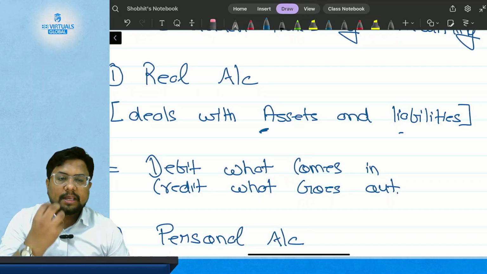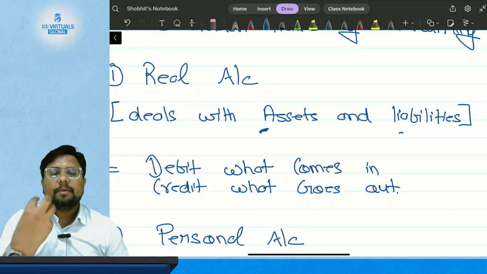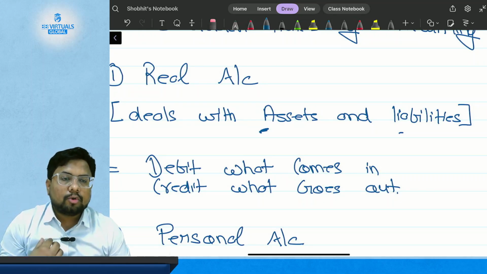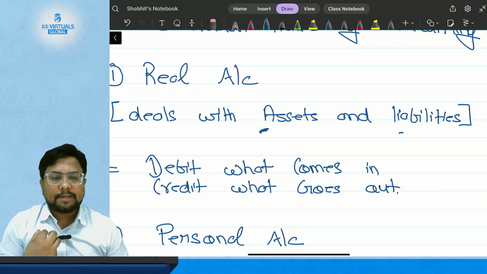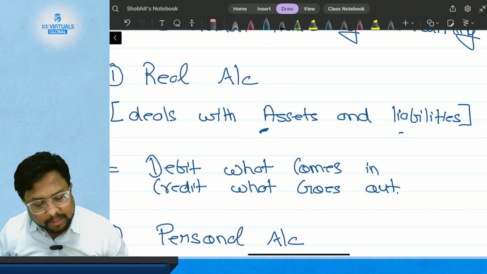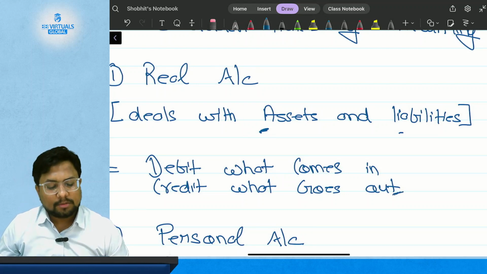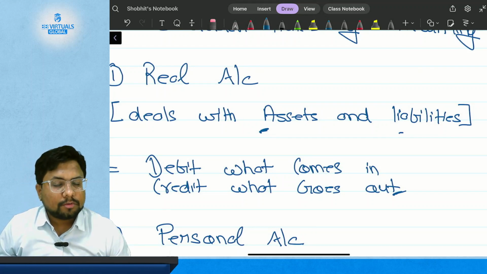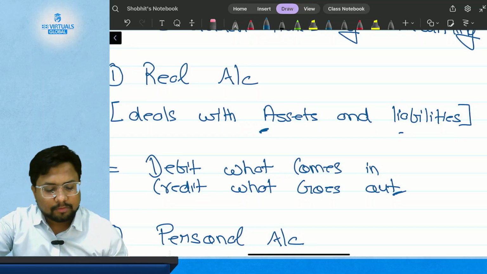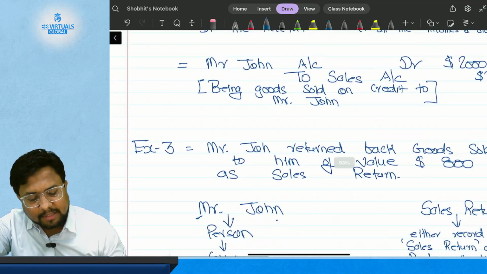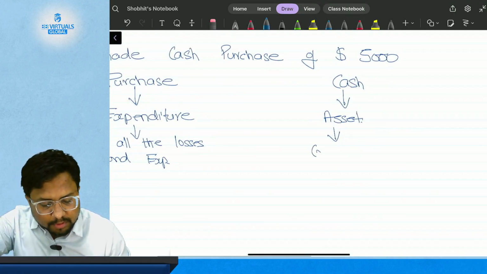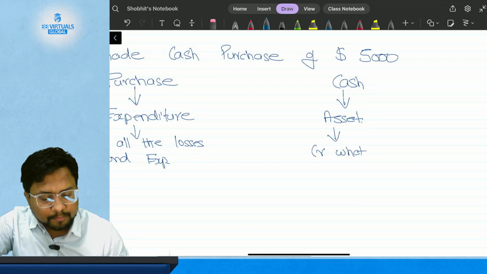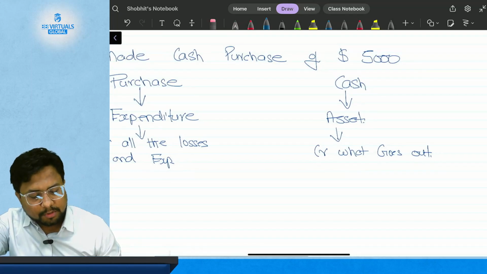So when I have done a cash purchase, I have received goods and I have given cash. So what goes out from me? Cash goes out from me. So what will I do? Credit what goes out. Because I am paying the cash, the rule is credit what goes out.